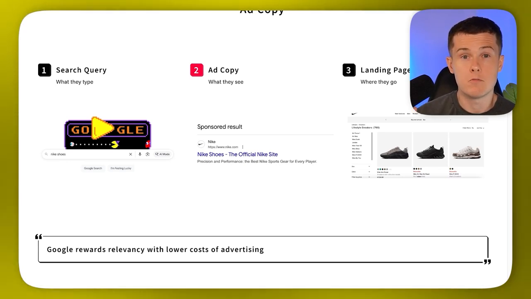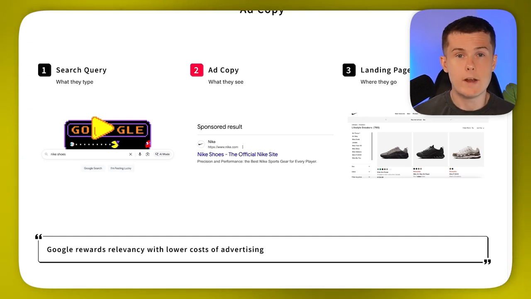And that's the power of perfect alignment. Google wants to show ads that users find helpful. So when you nail the congruency chain, you're not fighting against Google's algorithm. You're actually working with it.